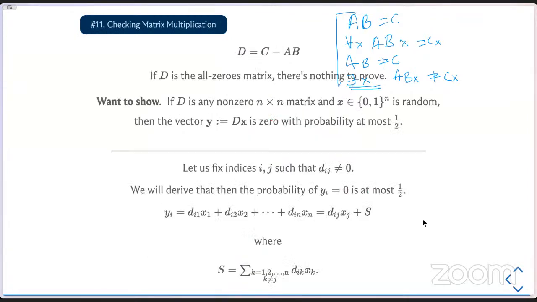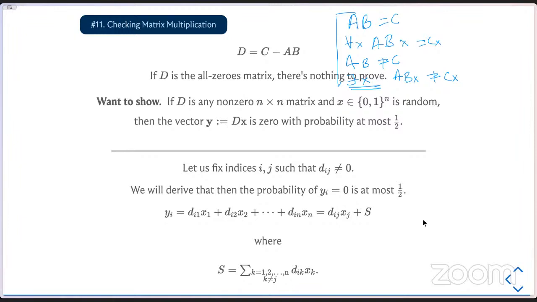So what do we want to say? I want to say that Y doesn't collapse and become the zero vector too often. So when D acts on X, I want the outcome to be non-zero with probability at least half, or zero with probability at most half. Okay, that's what we want to show. Y being zero is saying that CX and ABX are the same, and the sanity check algorithm will give you a false positive. We want that to happen with low probability.